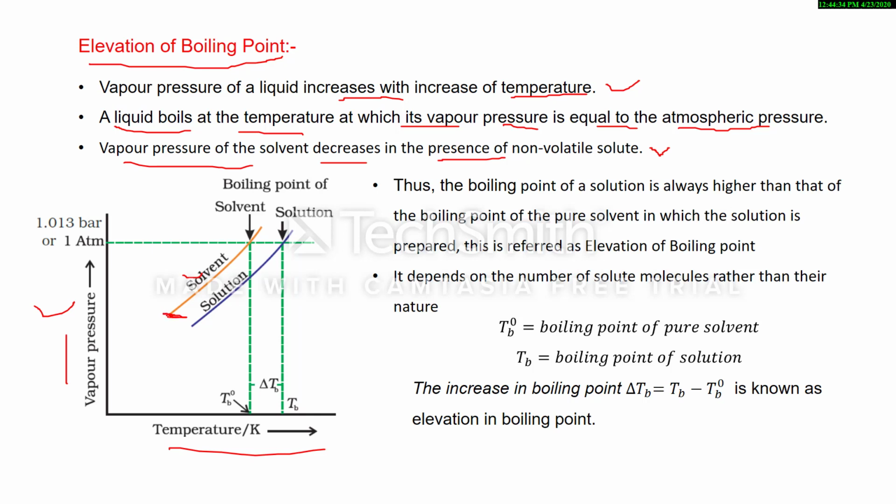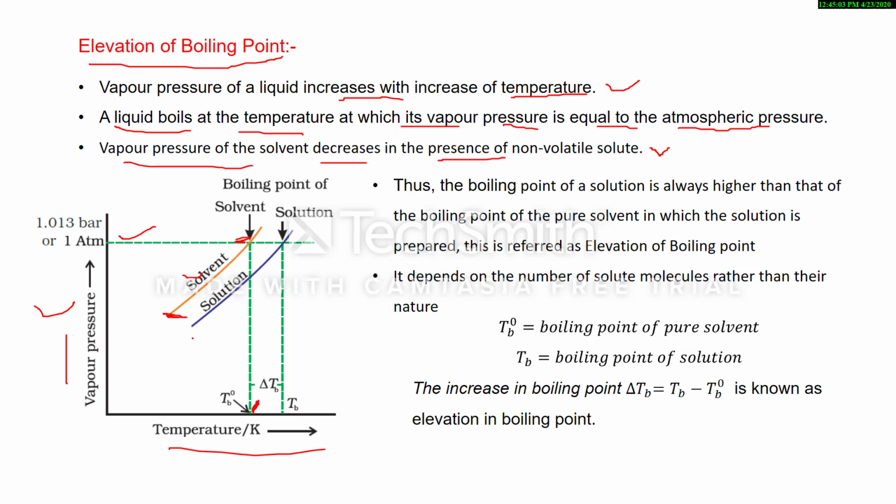And if we want to boil it, then we have to increase its vapor pressure by increasing the temperature. And as soon as this vapor pressure equals 1 atmospheric pressure, at this point the solvent starts to boil. So this is represented by TB naught. TB naught is the boiling point of the pure solvent.